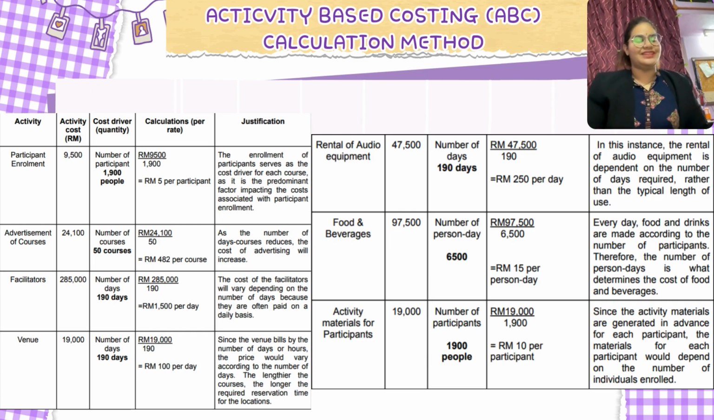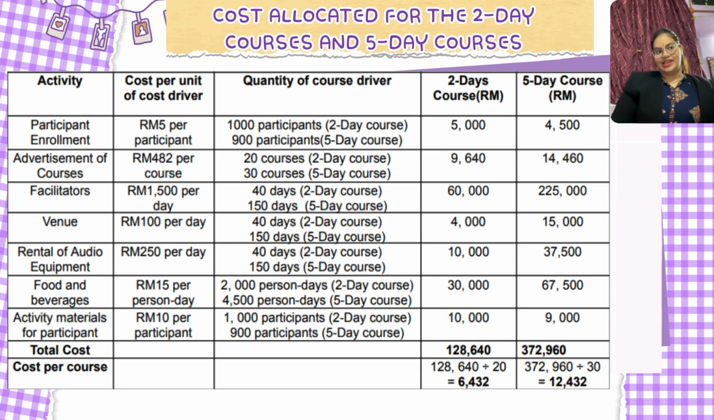Moving forward, we have to take the activity cost divided by its cost driver respectively, and we will get its calculation per rate, which can be seen on the slide presented here. Then let's take our cost per unit of cost driver and multiply it with our quantity of cost driver, and we will get a sum of 128,640 for our 2-day course and 372,960 for our 5-day course. We take the total sum and divide it by its number of courses, which is 20. For the 2-day course, we will get 6432, and for the 5-day course divided by 30 courses, we get 12432.